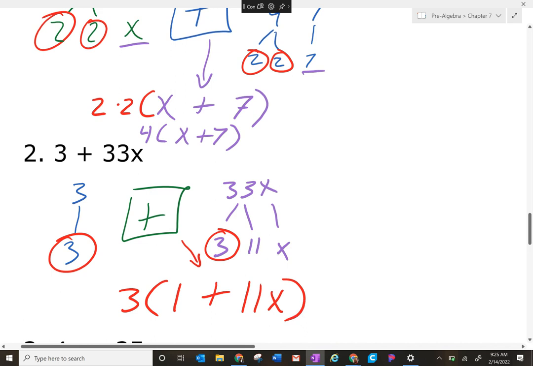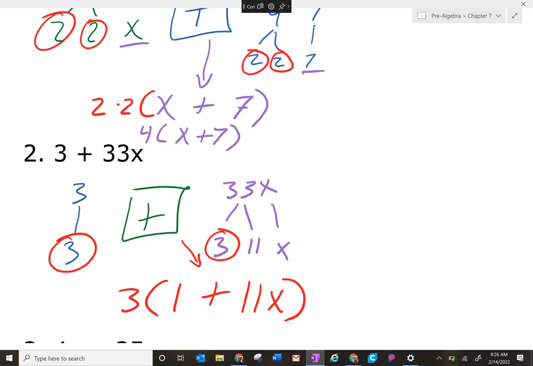I'm done. That's it, guys. If I wanted to double check it, I can distribute it. 3 times 1 is? Oh my gosh. 3 times 11x is? Even better. You guys got it. How do you feel on that?